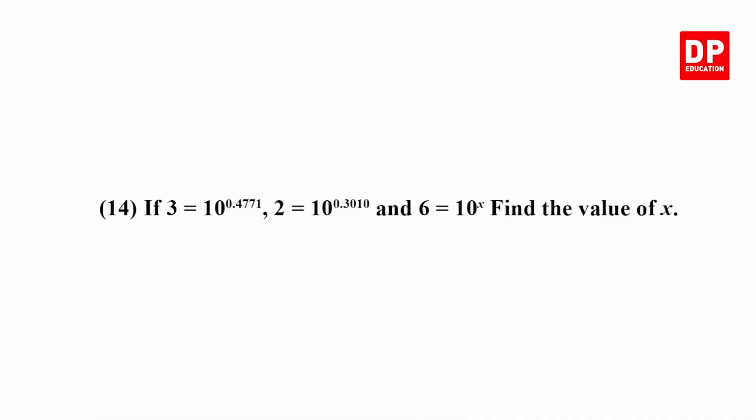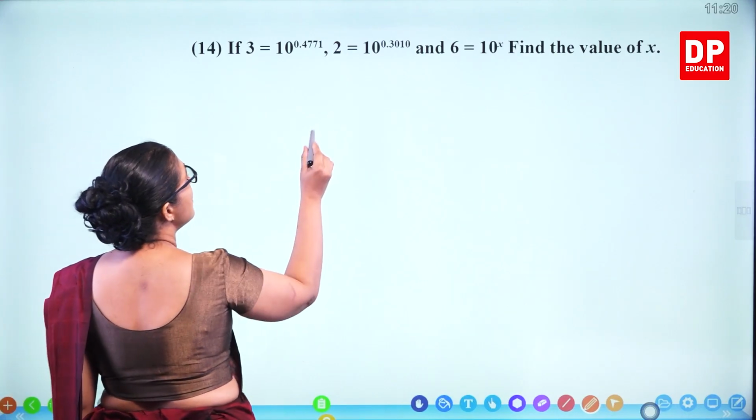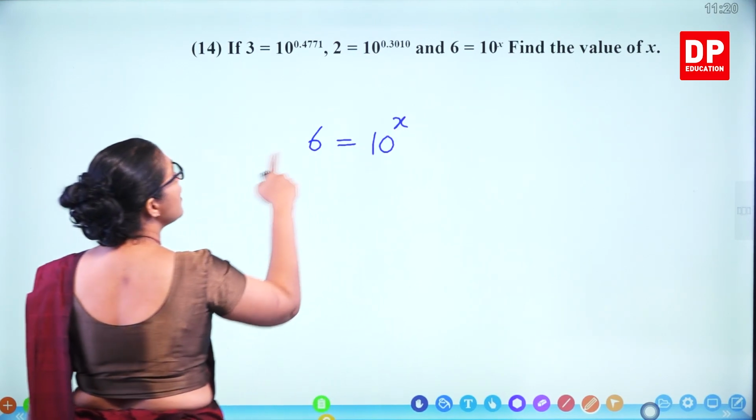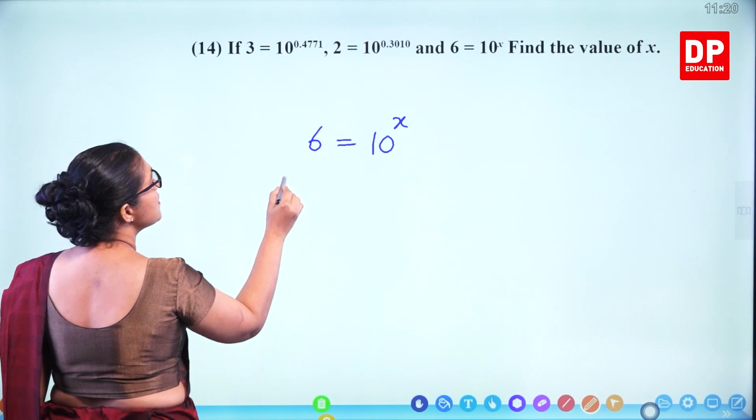Question number 14. 3 is equal to 10 to the power 0.4771. 2 is this. And 6 is 10 to the power x. Find the value of x. So just write down 6 is given 10 to the power x. How can you write 6? That's 2 times 3.